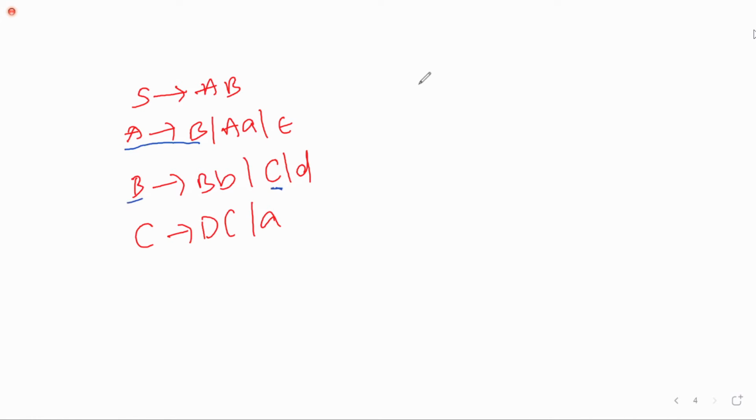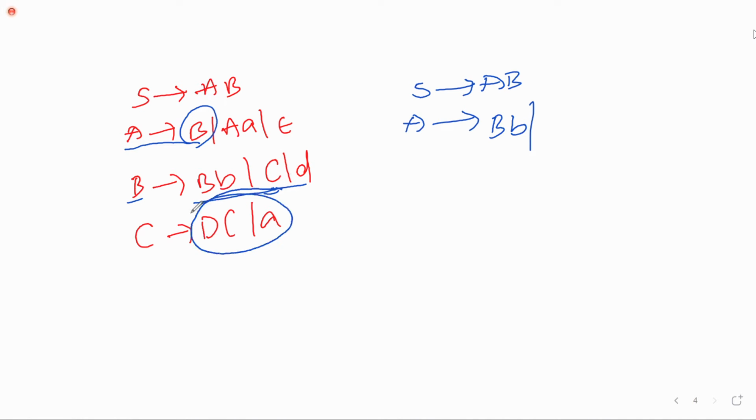First, S to AB is not a unit production, directly I'm writing. Secondly, A to B is a unit production, so replace it with BB. A to C is also a unit production, so I'm directly replacing C with D, C or A. The remaining two things I'm writing as they are.